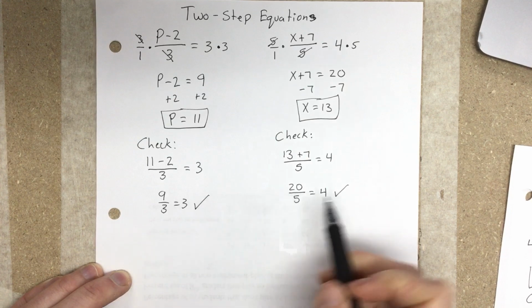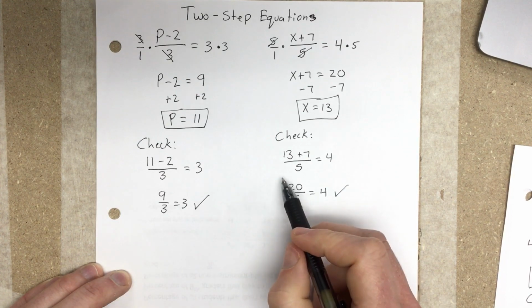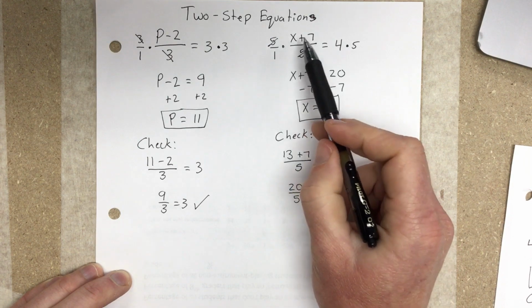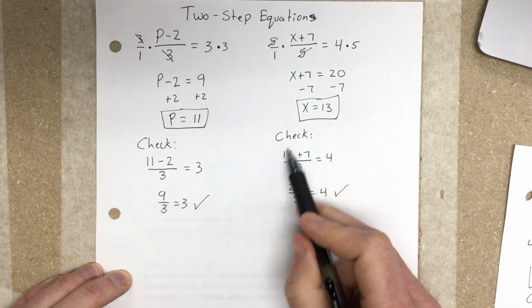Now, we checked each answer in these two-step equations. A lot of times you can just use your calculator to do the checking. You can take your calculator and plug in the 13 plus 7 divided by 5 and see if you end up with 4 without doing the extra writing.